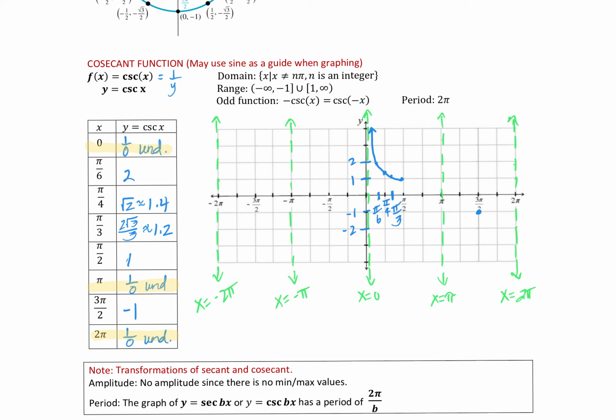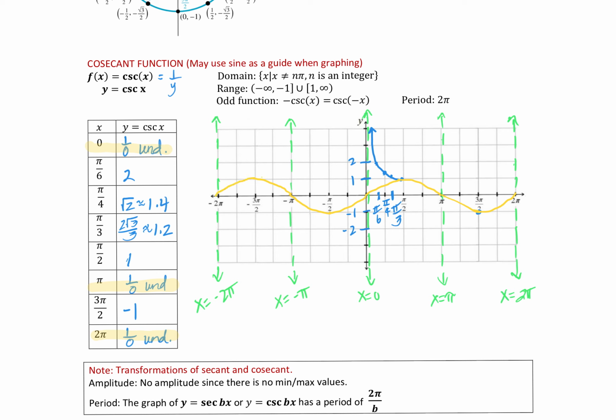So again, I can get a bunch more points and try to figure this out. But what I would like to do instead is look at our sine function, because remember that cosecant is the reciprocal of sine. Now, I'm just going to sketch the sine function. Remember, it starts at 0, goes to 1, comes back down to 0, negative 1, 0. And then towards the negative side, at negative pi over 2, we're at negative 1, back up at 0. At negative 3 pi over 2, we're at positive 1, and then back down to 0.